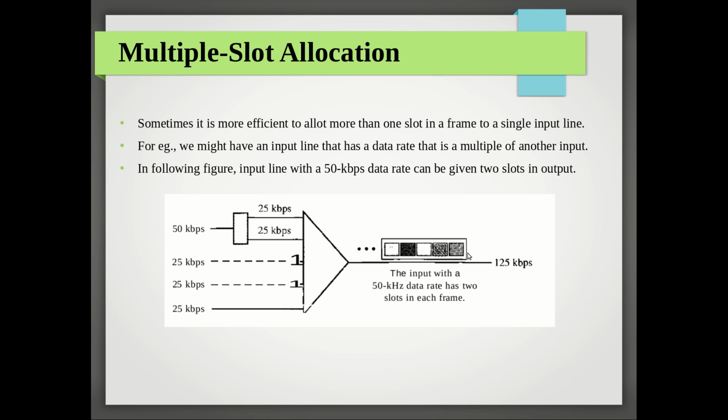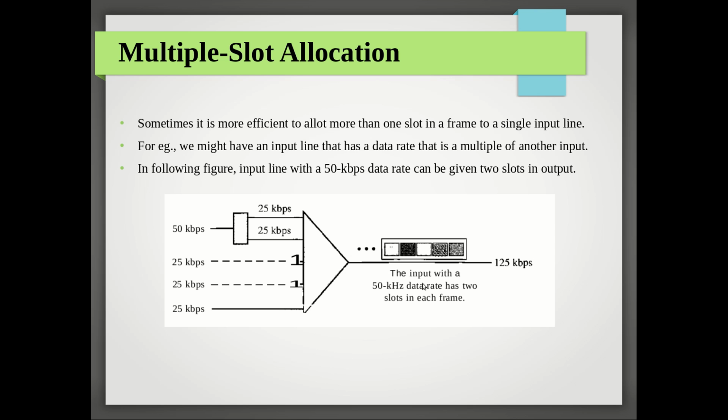Now the outgoing link, a single frame, is containing 125 kilobits. I mean, it's not like that. A single frame is containing 5 slots. Each slot is allocated for each input line, and together it will be providing 125 kilobits per second data rate. All together, that is the outgoing link capacity. It is not about the width of a particular frame.